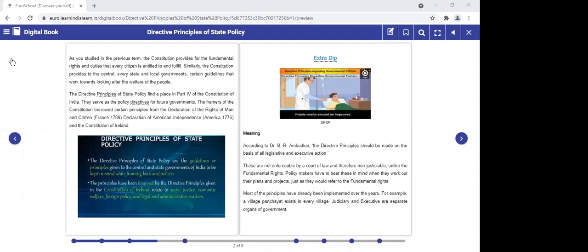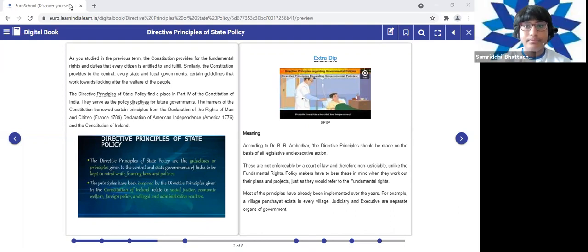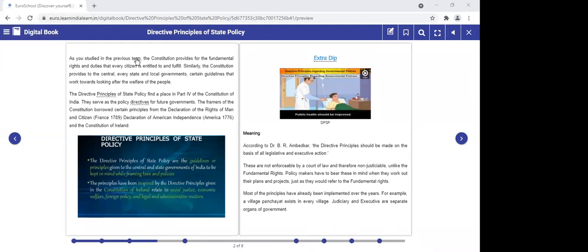Okay. Now, as you all know, we all have fundamental rights. Isn't it, children? Yes, ma'am. So similarly, every central, state or local government has certain guidelines which they need to follow for the welfare of their own states.